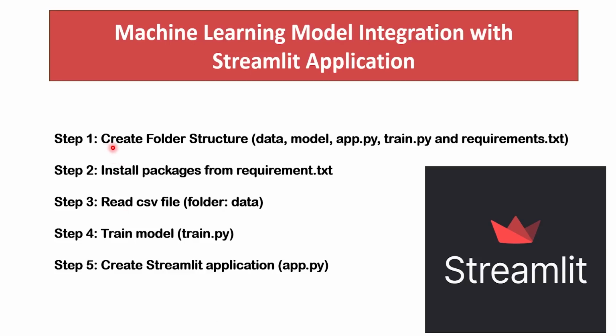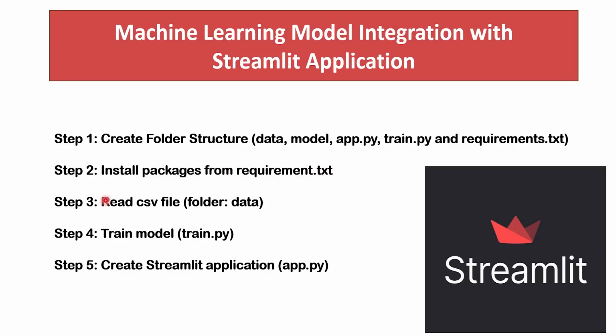In step 1, we will create a folder structure. In that, we will have 2 folders, data and model. We will have one app.py Python file, train.py Python file, and requirement.txt. In step 2, we will install packages from requirement.txt.